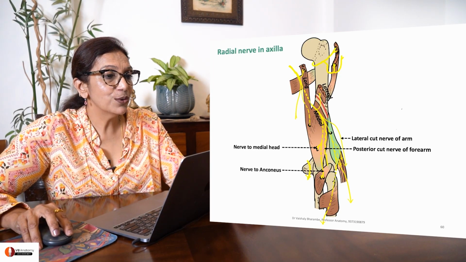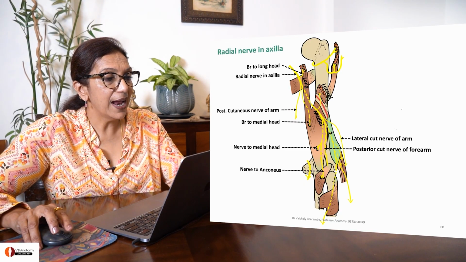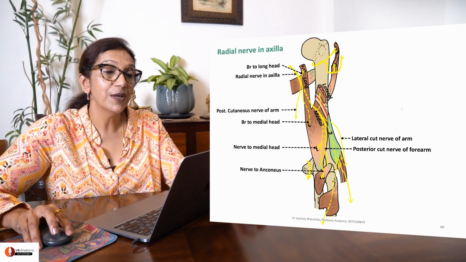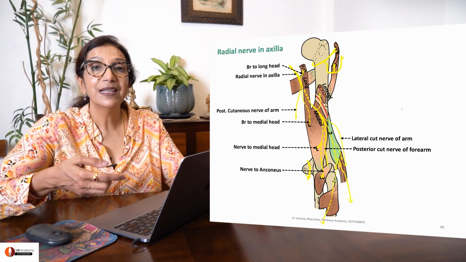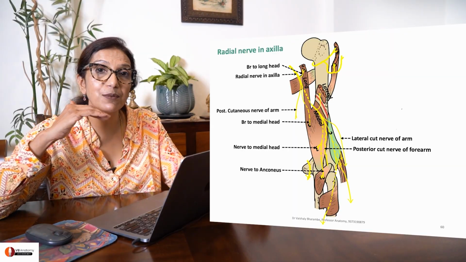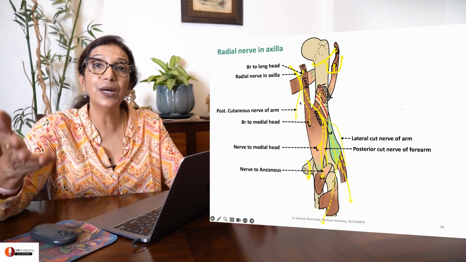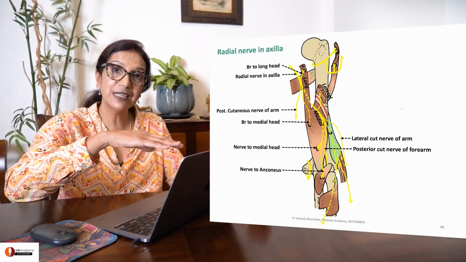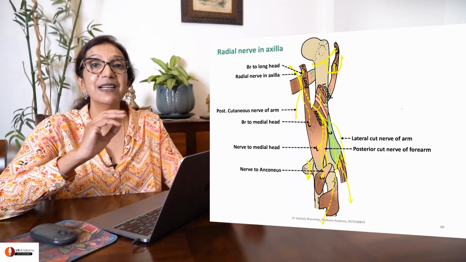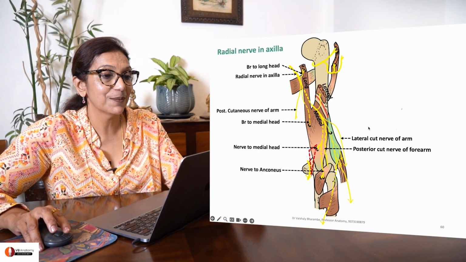So that's your radial nerve. It's giving rise to a branch to long head, a branch to medial head, and a posterior cutaneous nerve of arm before leaving the axilla. What is the importance of this? That if the radial nerve is damaged below the axilla, you would have your triceps muscle still working because the branches were given in the axilla. Damage is beyond the axilla. So the muscle is functional. That's why you should know all this.